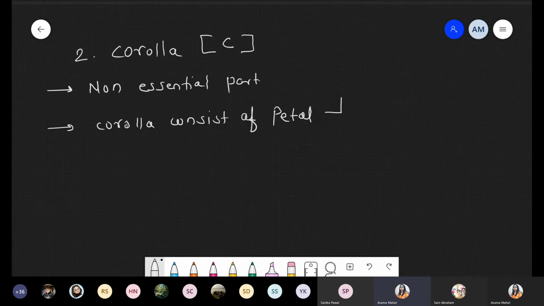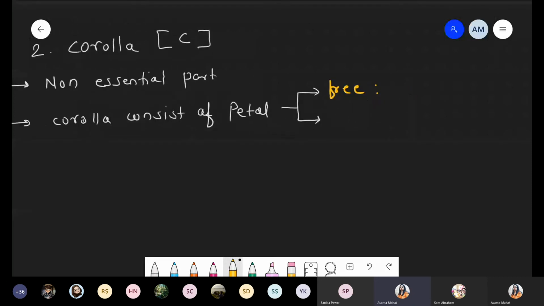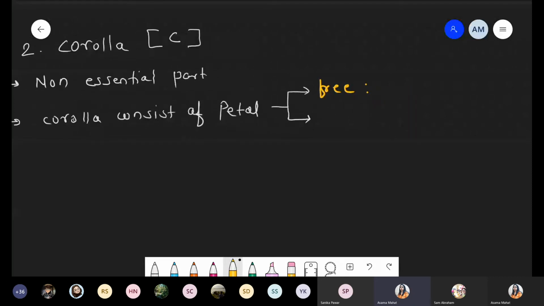Same scenario with respect to petals. If petals are free and the petals are fused. But here, how does the name change? If petals are free, that condition is called the polypetalous condition, not sepal. Now here we are using the word petal. So simply these are called the polypetalous.